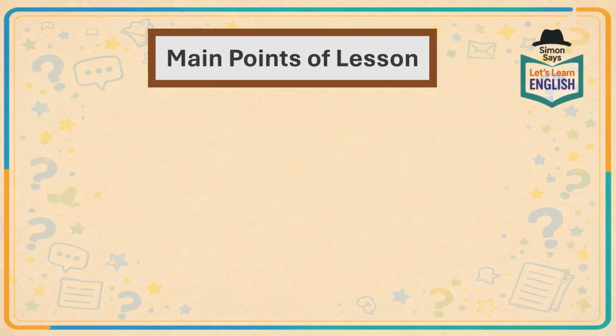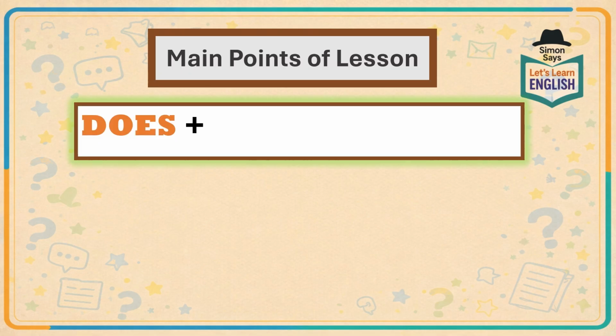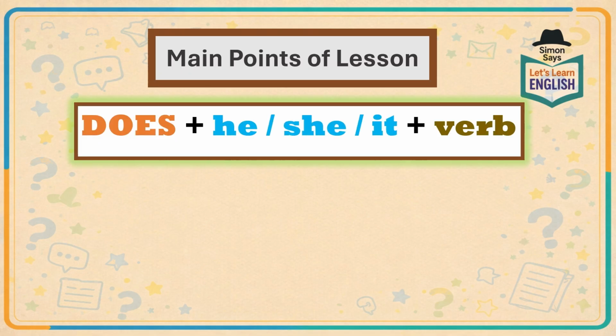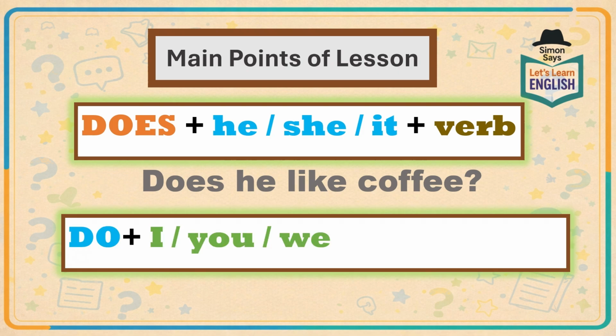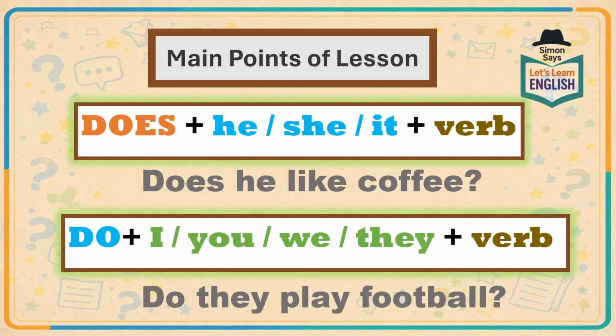Okay, now let's look back at the main points of this lesson. Now, to ask questions in English, we can use does plus he, she, it plus a verb. For example, does he like coffee? And we can use do plus I, you, we, they plus a verb. For example, do they play football?